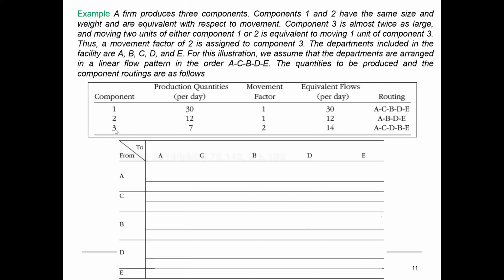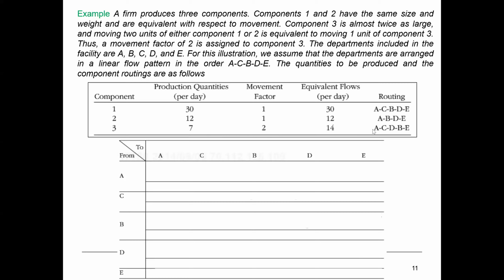And then we have component number 3, which has production quantities of 7 per day, but this one is twice the size. As we stated in the example, it's twice as large, and moving 2 units of component 1 or 2 is equivalent to moving 1 unit of component 3. So in this case, the equivalent movement factor is going to be 2, because this is twice the size of component 1 and 2. And the equivalent flow is 14, 7 times 2.